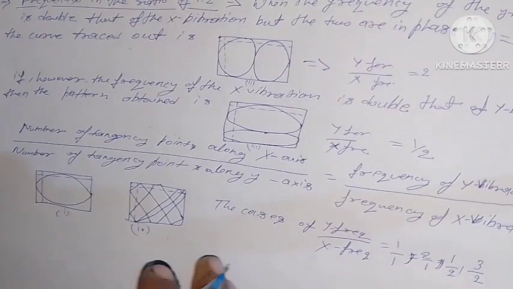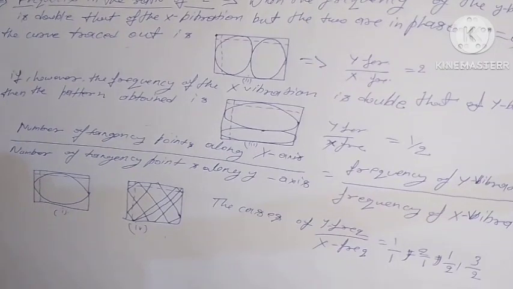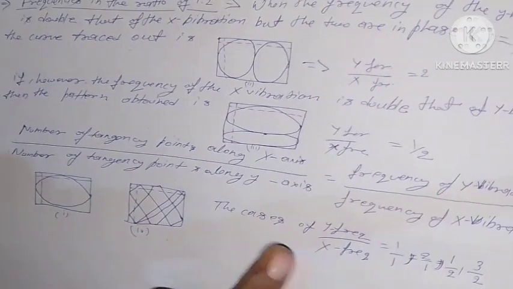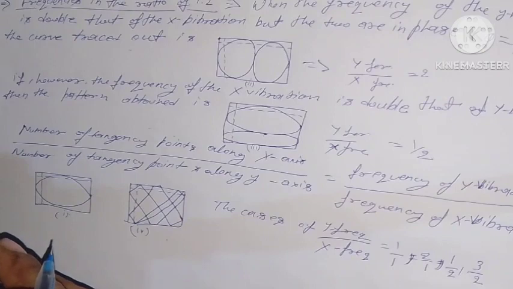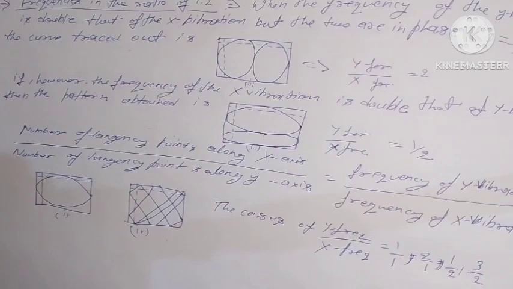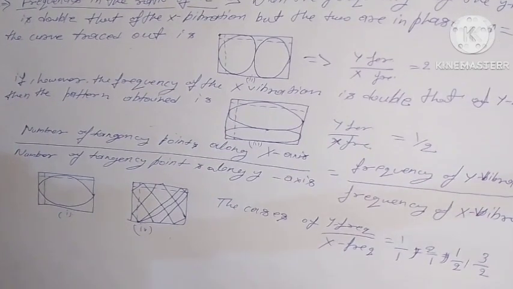Okay, as the standard frequency oscillator is connected to the YY plates, the frequency of Y vibration is known, hence the frequency of X vibration, that is of the unknown frequency source, can be calculated. Okay, next heading: linear acceleration.